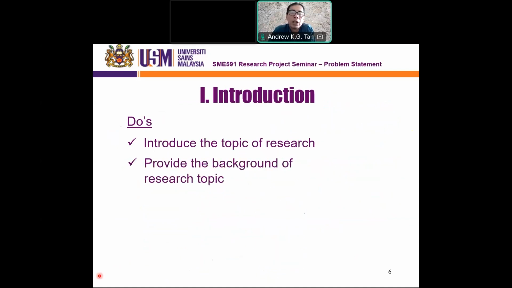And then do provide the background of the research topic. Do provide the background of what you are doing. After you introduce the topic of your research, you provide some background. What do I mean by that? It could be historical or chronological background of your research topic.